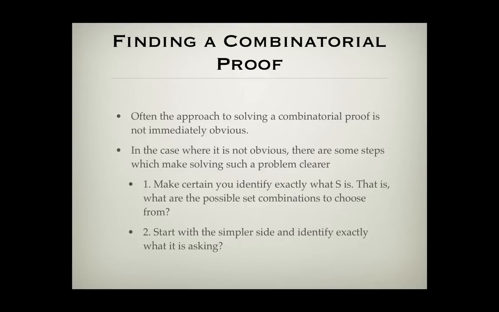you could look at S in two different ways. S was the total number, or you could look at S in one way, but approach it in two different ways. The first was to choose it as the number of winners, and the second is to choose it as the number of losers. In each instance, the values n and m through each combinatorial approach resulted in the same S. And second, start with the simpler side, and identify exactly what it is asking.